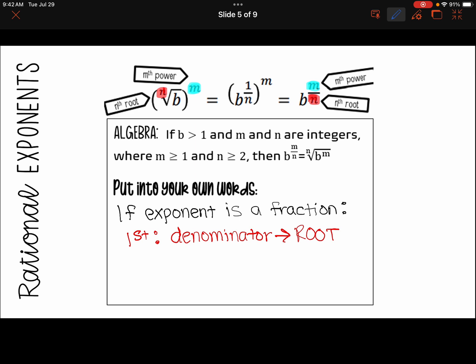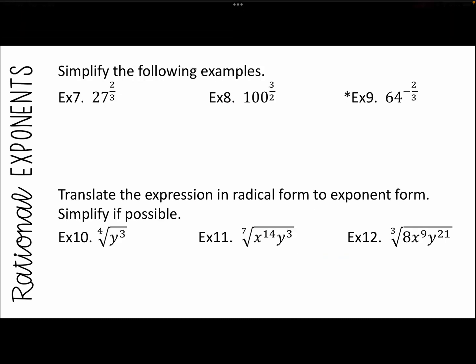Then once you have that, you have a second step that we didn't have before, because on our last set of examples, the numerator was always 1. So 3 to the 1st power is 3. 5 to the first power is 5, so we didn't have to worry about it. But now that the numerator is no longer a 1, the second thing we're going to do is look at that numerator. And the numerator is the power that we have to take it to. So let's go ahead and try these.